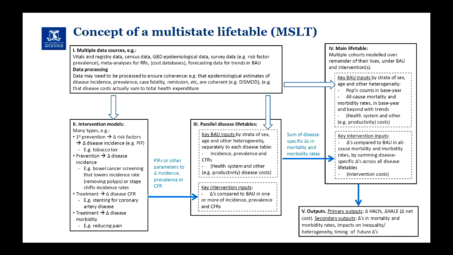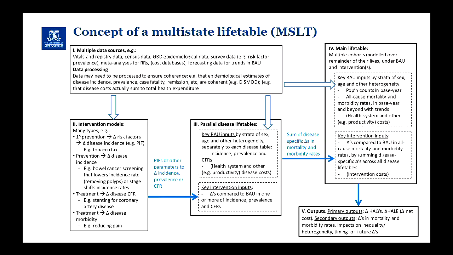So here's some examples to give you an idea. This is where the work happens once you've got your engine room going. So there's many types of interventions. For example, primary prevention changes risk factors. We were talking about that before. But you might also have prevention change disease incidence directly. So like a bowel cancer screening program will reduce the polyps, take the polyps out of the colon, and also cause early detection. So it's both changing incidence as well as detecting disease earlier. So you've got to have a bespoke upfront intervention model to do that.